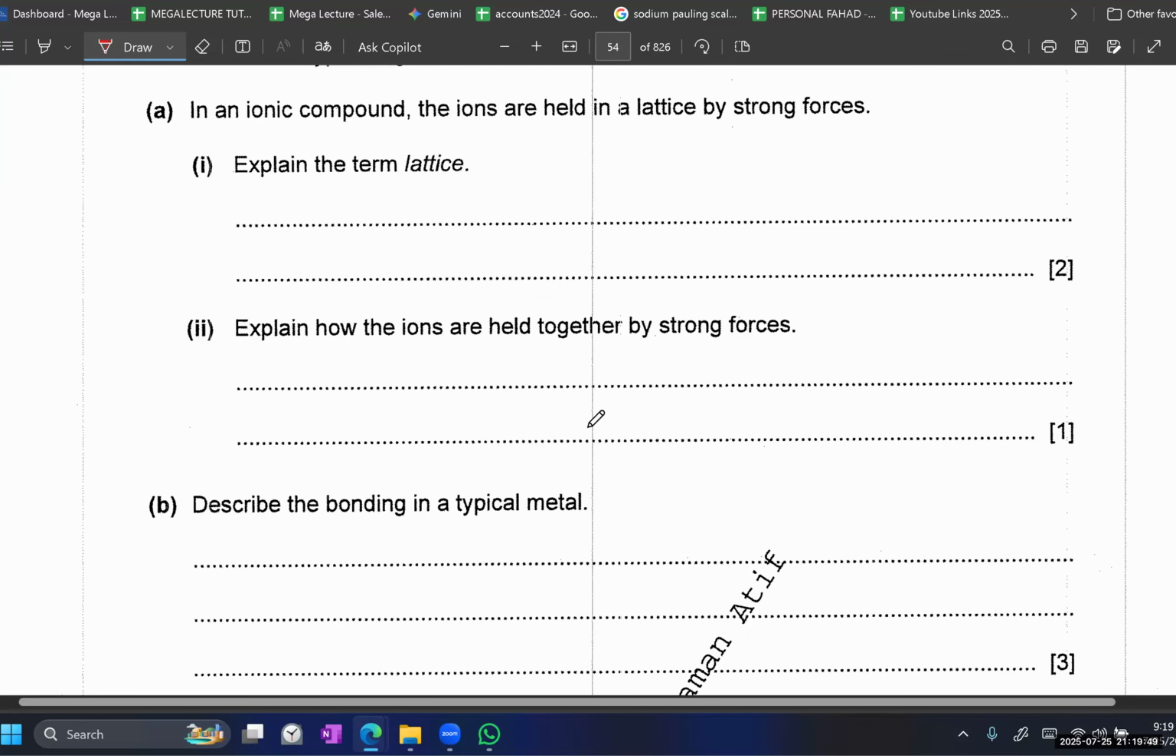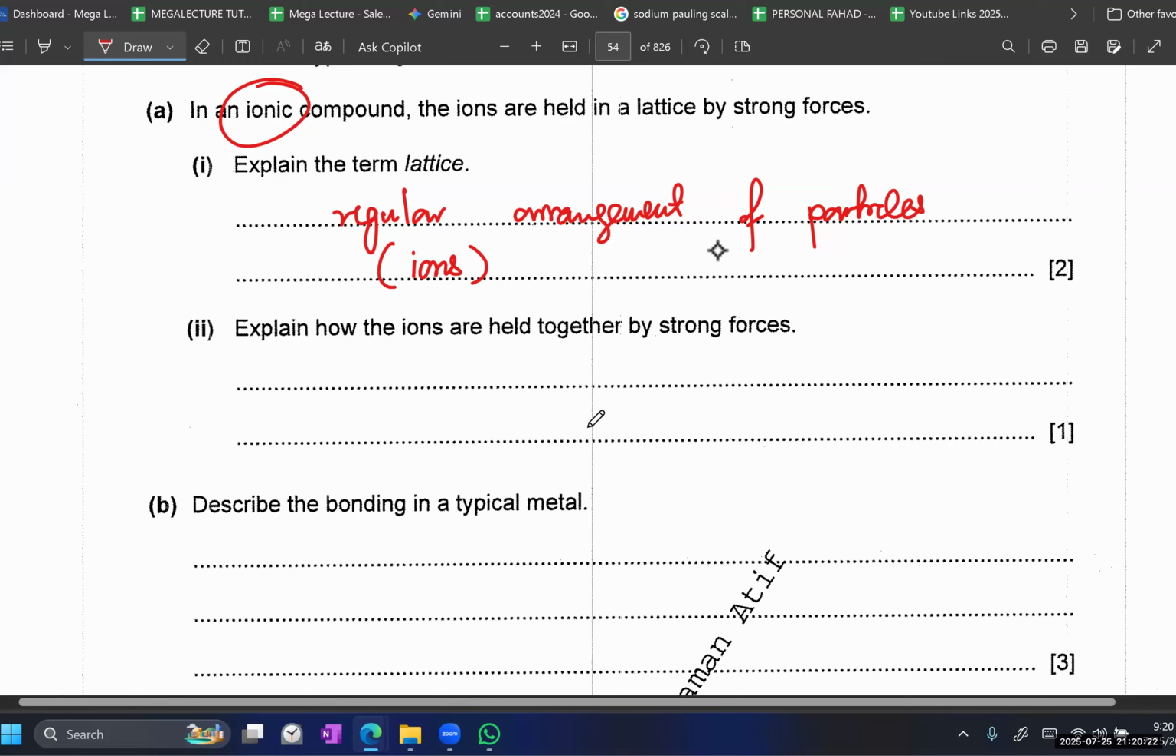Explain the term lattice. What is a lattice? It's used for solids, for example giant metallic lattice, giant ionic lattice. A lattice is simply a regular arrangement of particles. Since we're dealing with ionic compounds in this specific case, it would be a regular arrangement of ions.